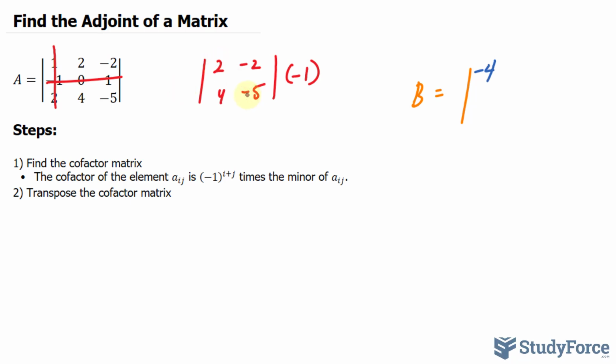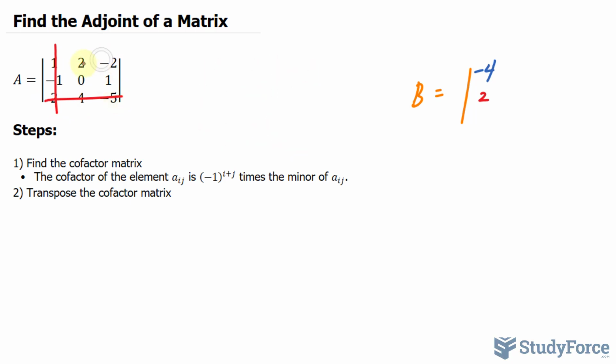2 times -5 is -10, minus the product of these two. 4 times -2 is -8. -10 plus 8 is -2, times -1, that's equal to +2. Let's do this one more time, and then I'll fill in the complete matrix. This time I'll cancel column 1 and row 3.